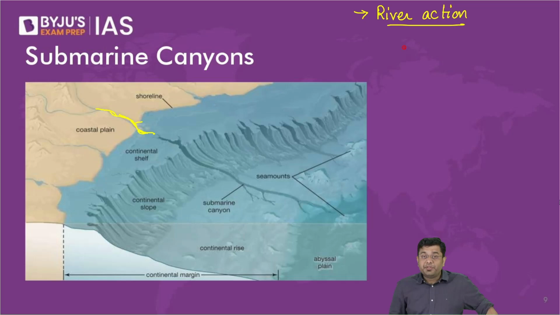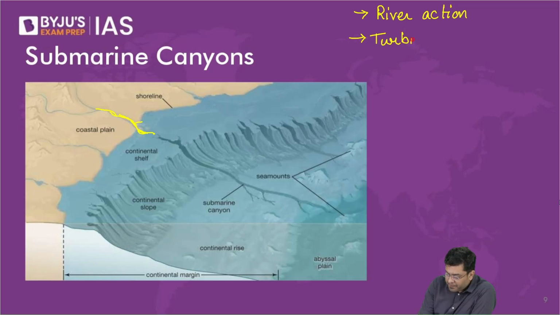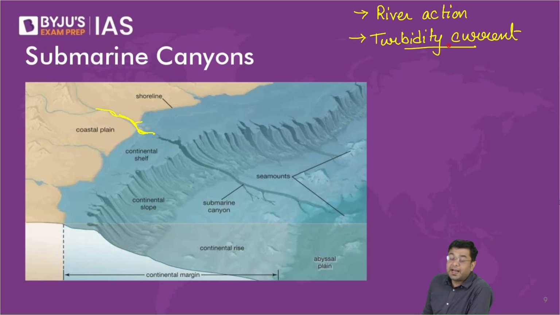There were a lot of different kinds of theories which did not make sense. I'm not going to drag you through those particular theories. But just understand the final acceptable theory and the accepted reason why, in these areas where the rivers don't exist, we experience the formation of a submarine canyon. And that is by the turbidity current, what is referred to as turbidity current.